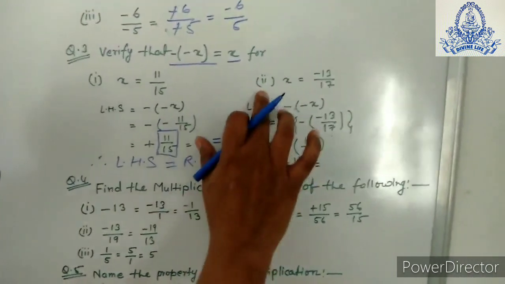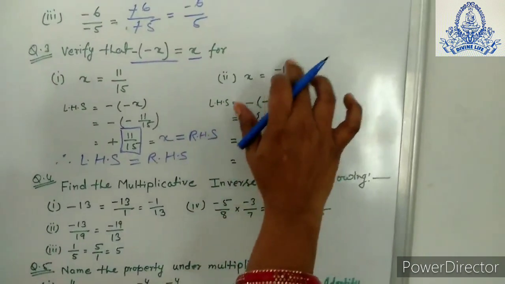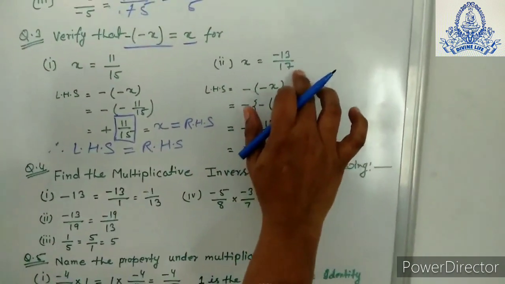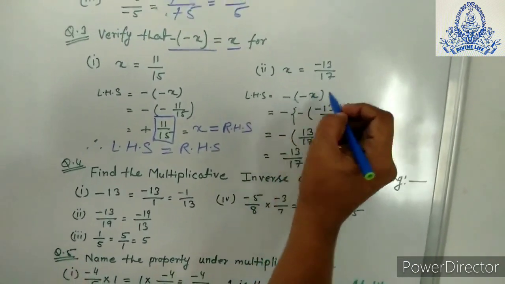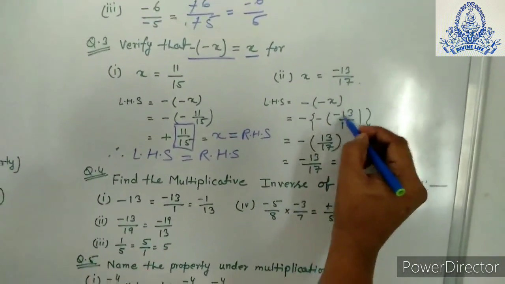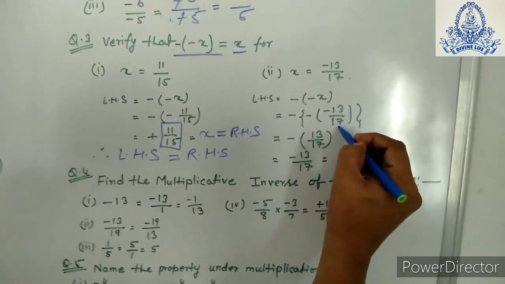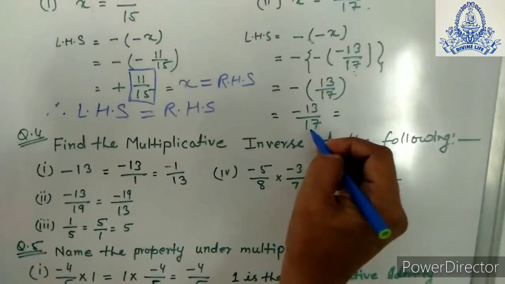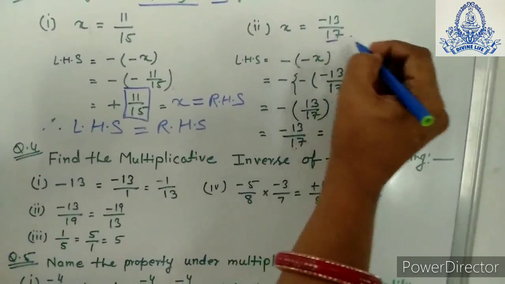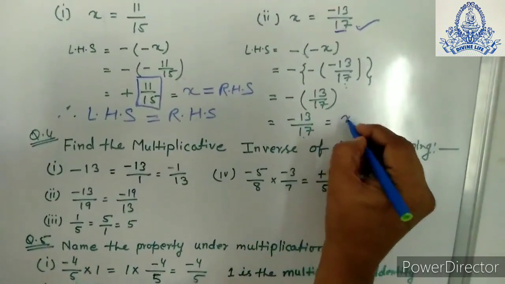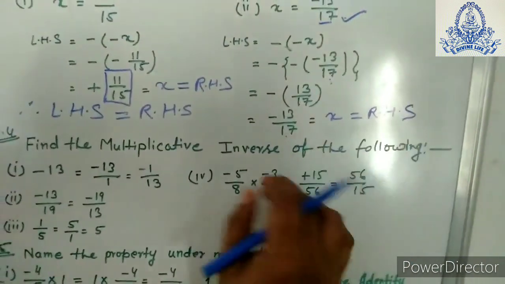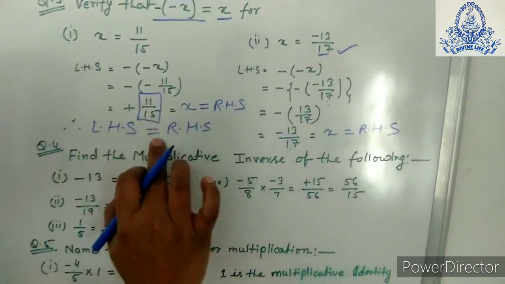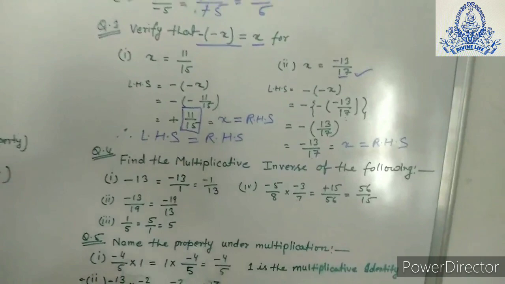Now in question number 2, x equals minus 13 upon 17. Left hand side, minus of minus x, putting the value of x, minus 13 upon 17. We will get minus 13 upon 17, which will equal x, which is equal to the right hand side. Therefore, left hand side also equals right hand side.